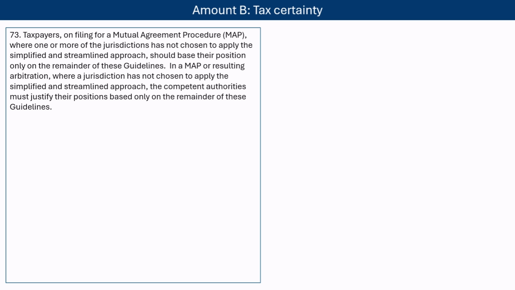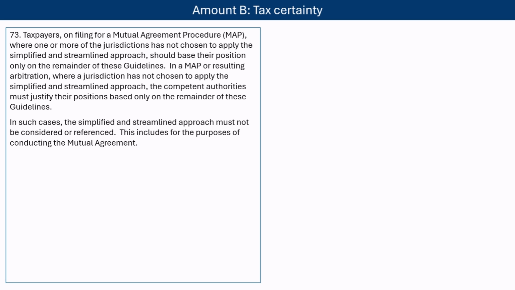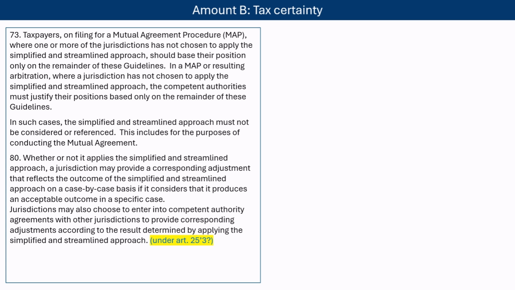In a MAP or resulting arbitration where a jurisdiction has not chosen to apply the simplified and streamlined approach, the competent authorities must justify their positions based only on the remainder of these guidelines. So this applies both for the tax authorities, the arbitrators, and the taxpayers. In such cases, the simplified and streamlined approach must not be considered or referenced. This includes for the purposes of conducting the mutual agreement. So clearly, again, the OECD needed to include language here to appease nervous countries.